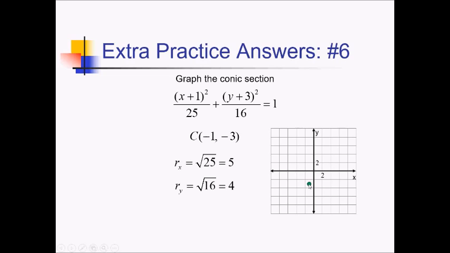So our center, we have negative 1, negative 3 right there. And then we're going 5 to the left, 5 to the right, and then 4 up and 4 down. And there's the ellipse. Connect the dots.